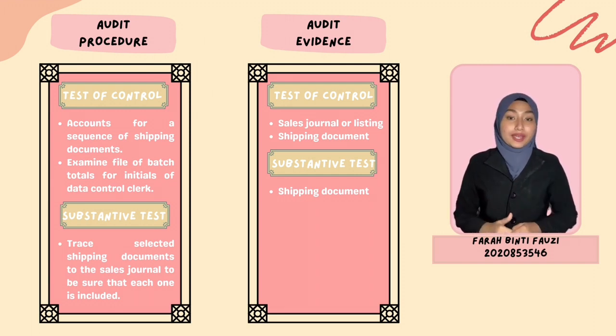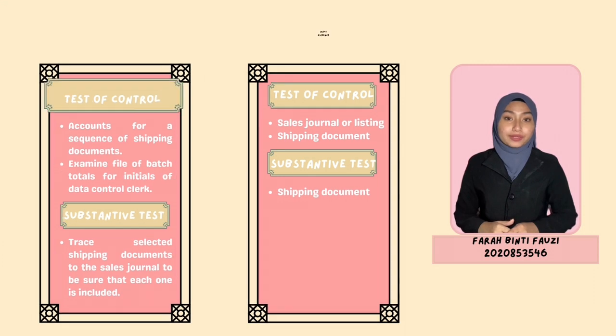The company needs to check the accounts for a sequence of shipping documents and examine the file of batch totals for initials of data control clerk. The second one is substantive test. The company needs to trace selected shipping documents to the sales journal to be sure that each one is included. Next, the audit evidence of the test of control are sales journal or listing and shipping documents. Meanwhile, for the substantive test is shipping document.